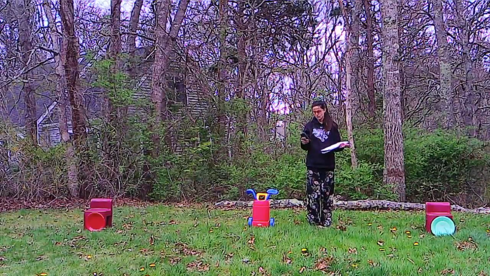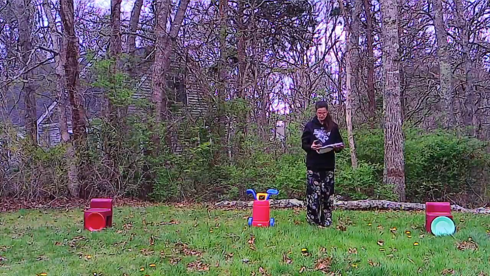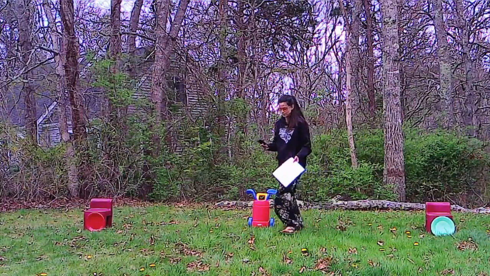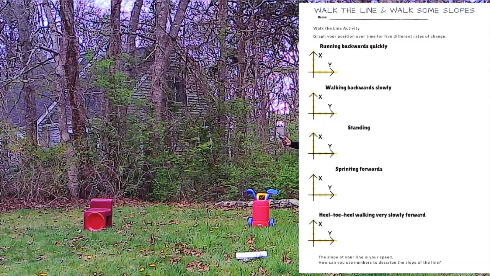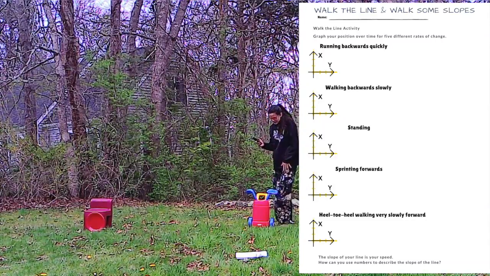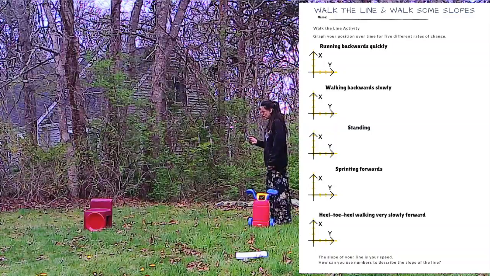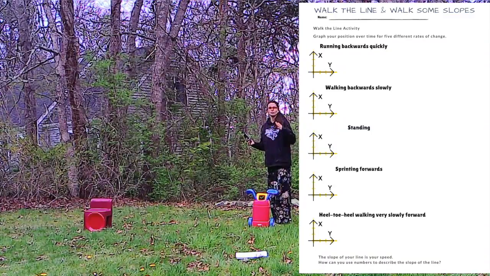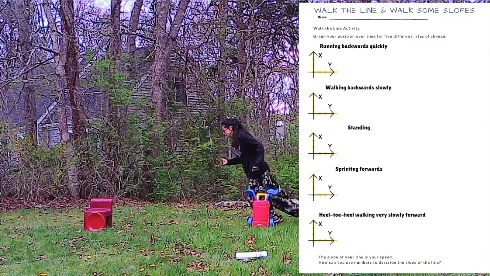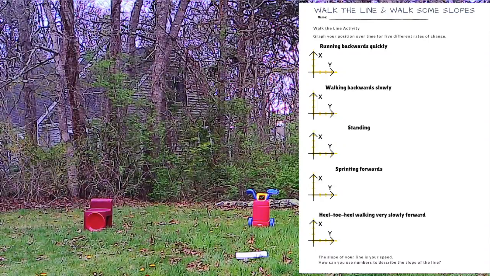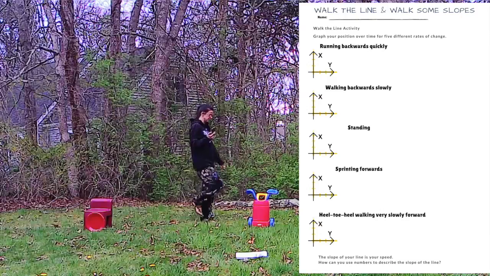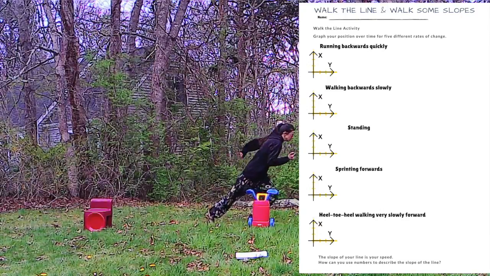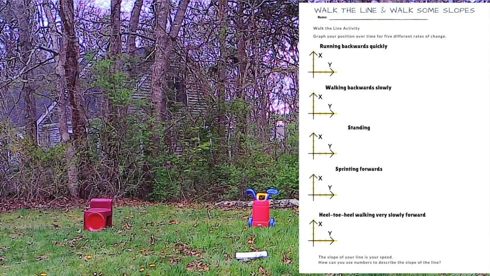So now I also want you guys to think about, if you look in the PDF enhancement, it talks about sprinting and tiptoeing. Oh, there's a bumblebee. So a sprint, what would that look like? Would that be steep or shallow if I'm sprinting in the negative direction? Or what if I'm sprinting in the positive direction?